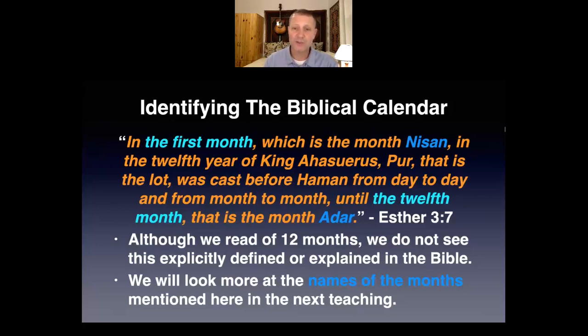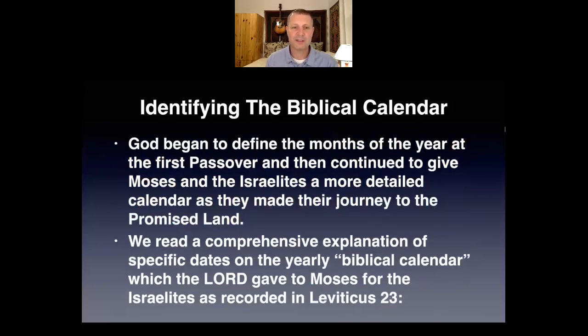So although we read of 12 months, we do not see this explicitly defined or explained in the Bible. We just see it as something that occurred in these months. Now, we will look more at the names of the months mentioned here in the next teaching. I said there's no other names given for the months, and I'll explain why we do have names here for the months. We'll talk more about that in the next teaching.